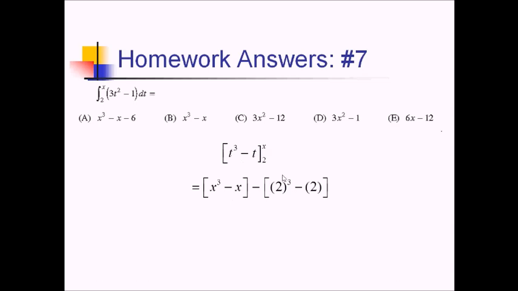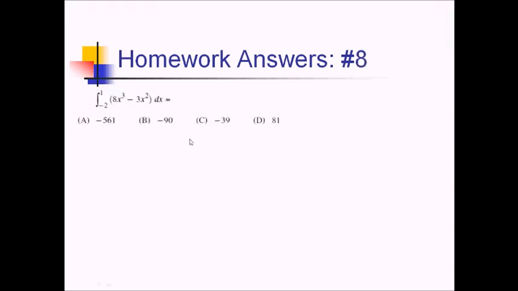And we just have to simplify the answer. So this stuff here, we've got 8 minus 2, which is 6. So at the end of the day, x cubed minus x minus 6 ends up being our answer, which is choice A. Here we go with this problem.